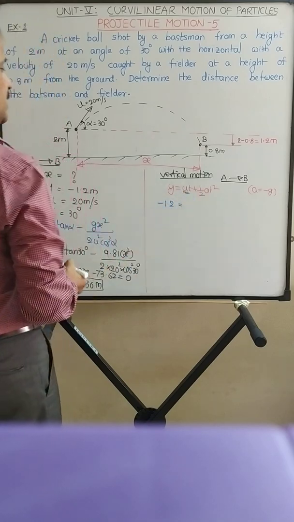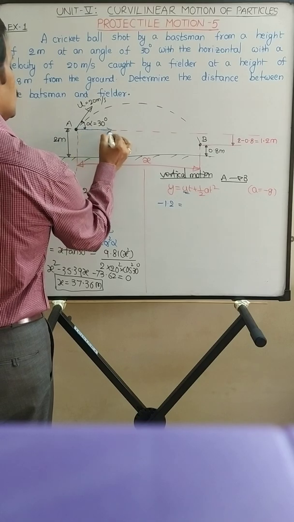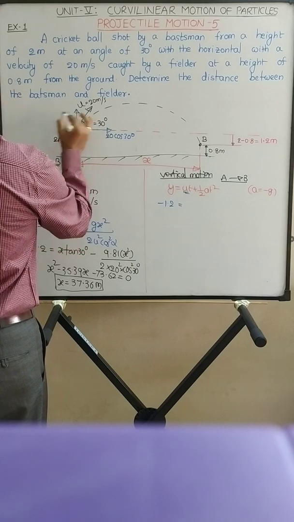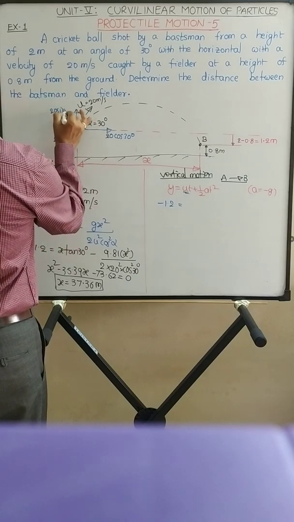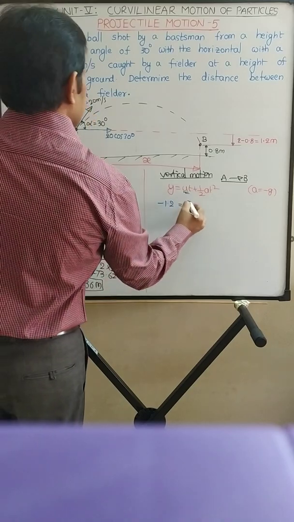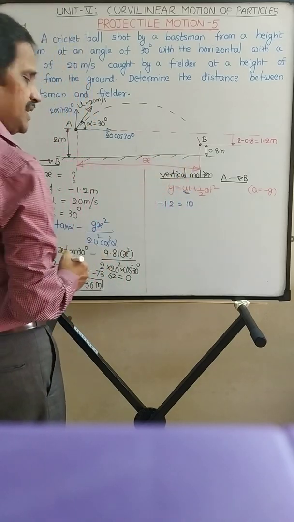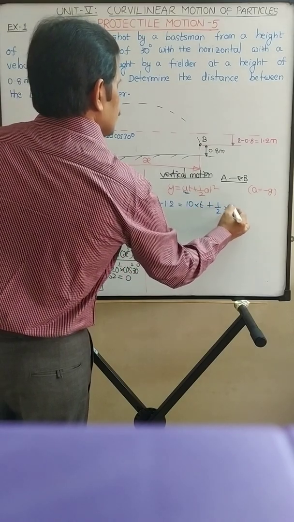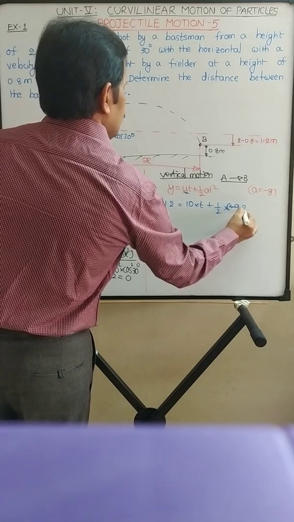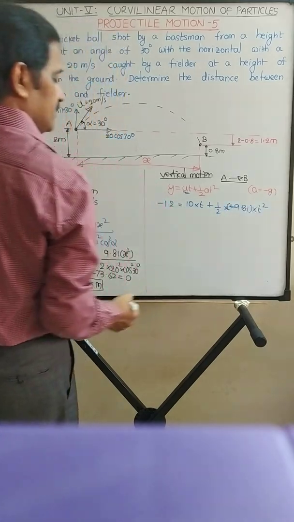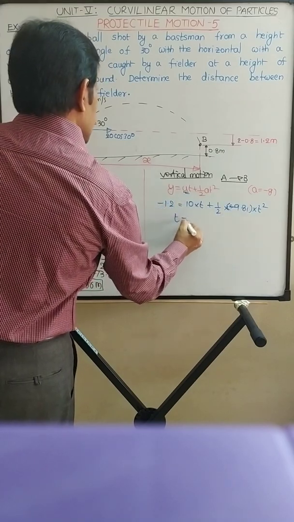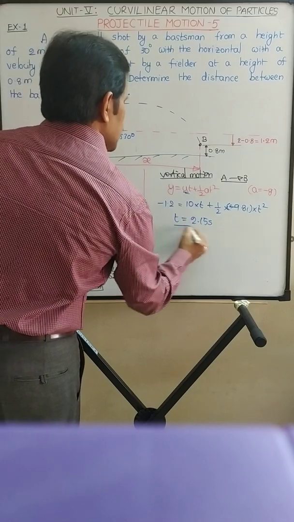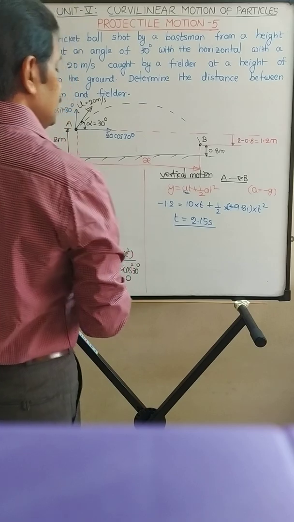u is the vertical component of initial velocity. The horizontal component here is 20 cos 30. The vertical component u sin alpha, that is 20 sin 30. That will be 10, right? Into t plus half into a is minus 9.81 into t square. So solving this equation, you will get time of flight t is equal to 2.15 seconds.